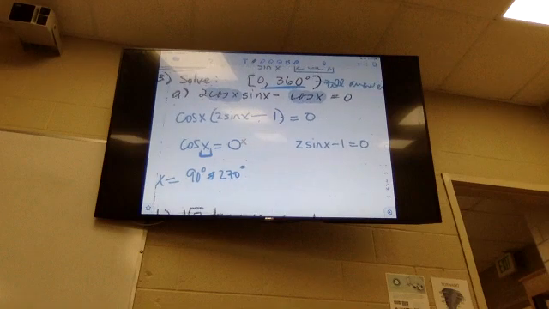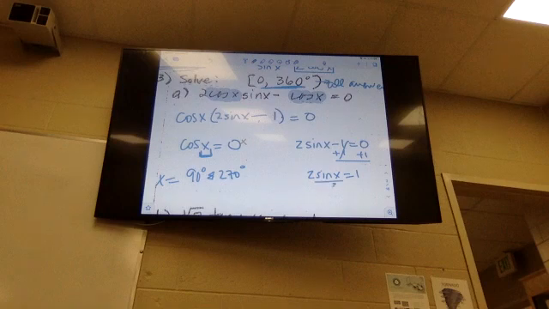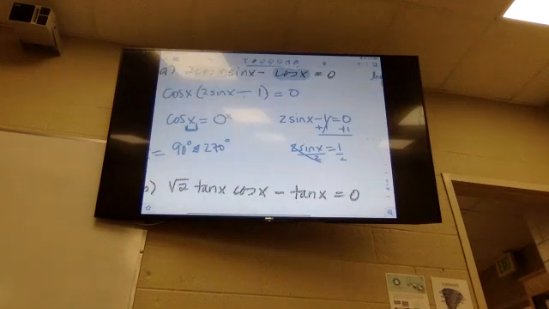Now the next one, I got to do a little solving first. So I got to get sine of x by itself first. Let's add 1 to both sides. We got 2 sine of x equals 1. And then we got to move the 2, so let's divide by 2 from both sides. And so now I'm asking myself, at what angle is my sine 1/2?